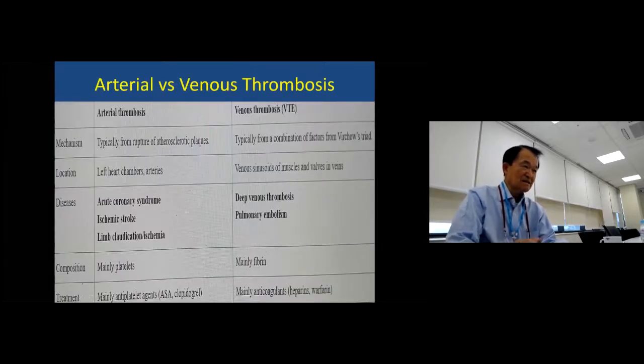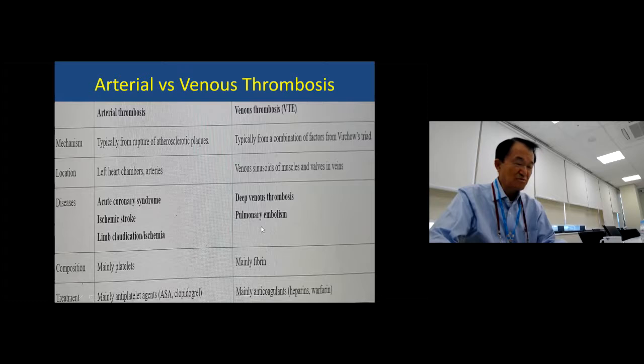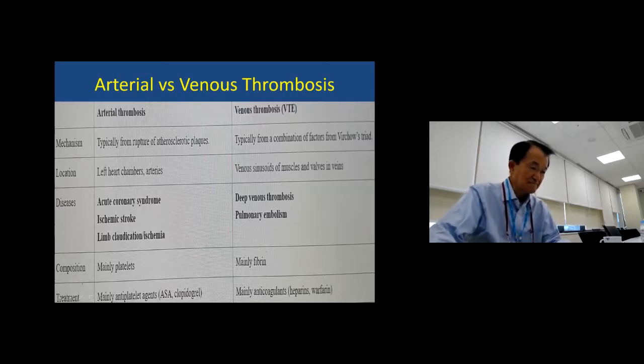So again, arterial versus venous thrombosis is basically related to the platelet versus fibrin component in that blood clot. You can see acute coronary syndrome, ischemic stroke, or some limb claudication or ischemia are related to arterial thrombosis. But deep venous thrombosis and pulmonary embolisms are related to venous thrombosis.